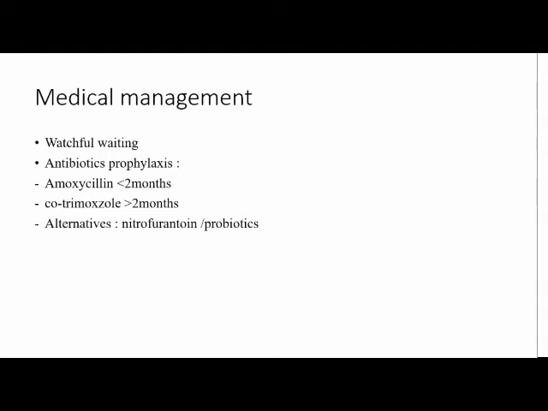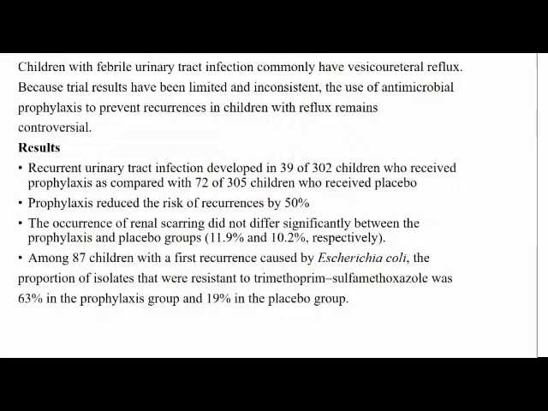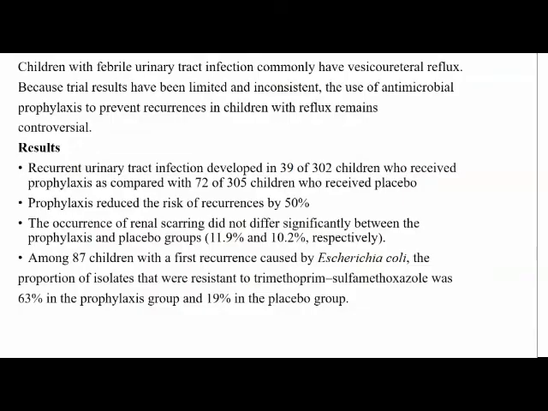Antibiotic prophylaxis: we can use amoxicillin or cotrimoxazole in case we are using it for more than 2 months, and alternatives can be nitrofurantoin and probiotics. Various studies have been done to know the role of antibiotic prophylaxis, in which the RIVUR trial is a good study, where children with febrile UTI who have VUR were studied.